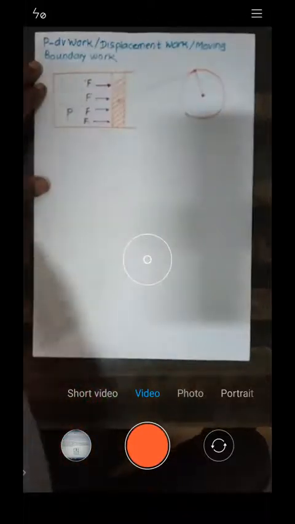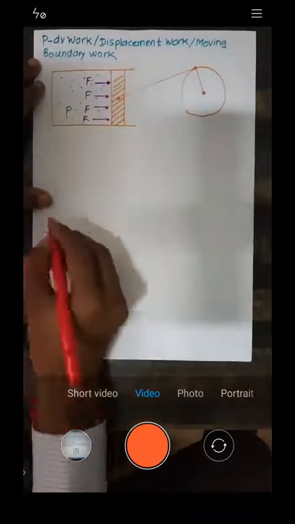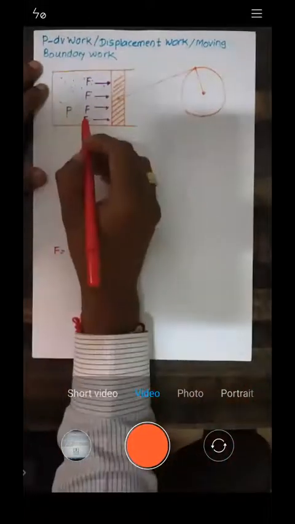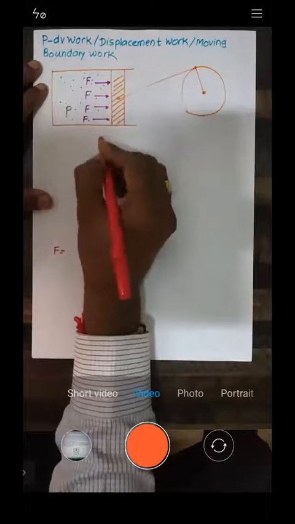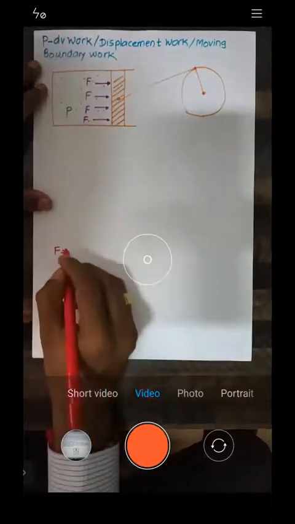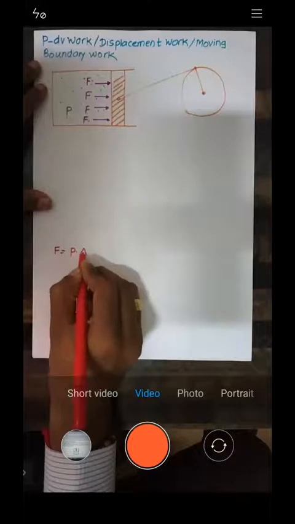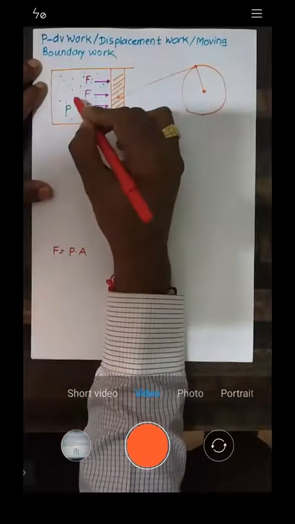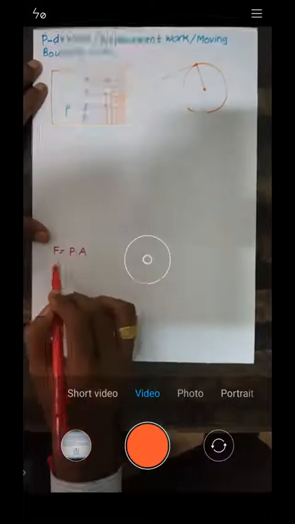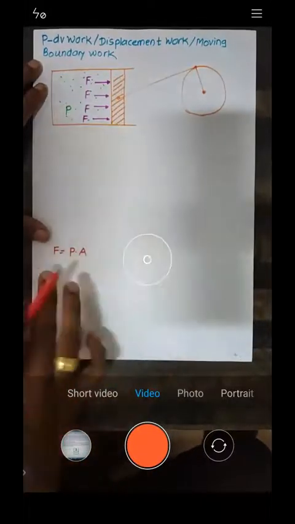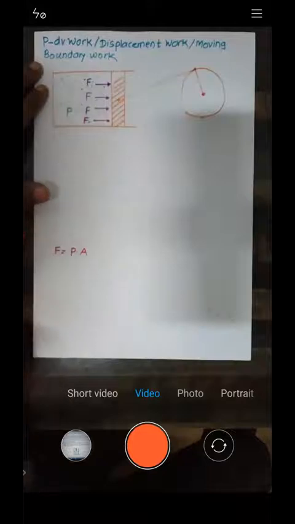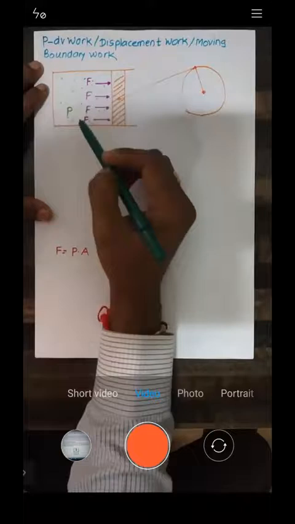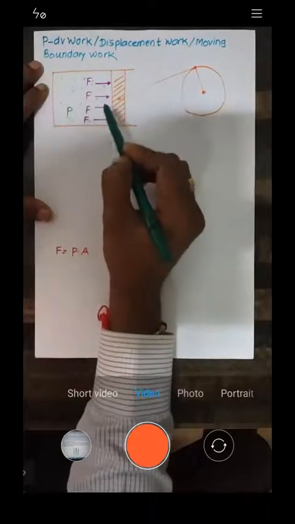If I ask you, what is the force being exerted by the gas? You know that pressure is given by force by area. So force is given by pressure into area. How will you calculate the force exerted by the gas which is at a pressure P? Force is given by pressure into area. Is that okay? Let me know.